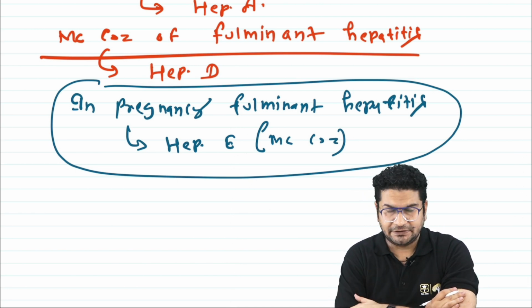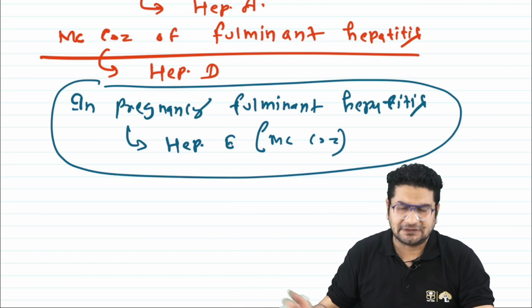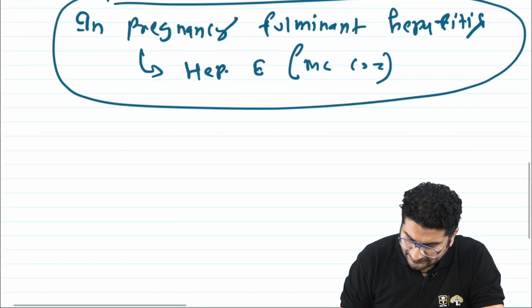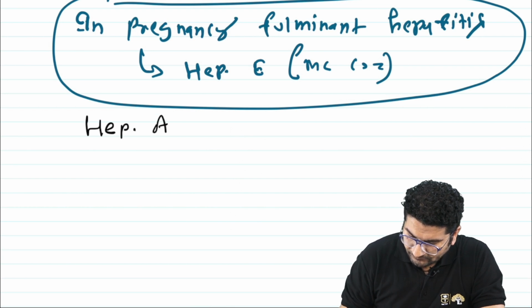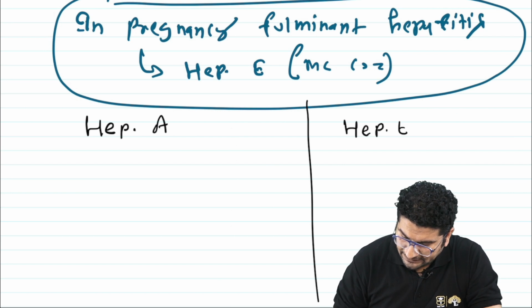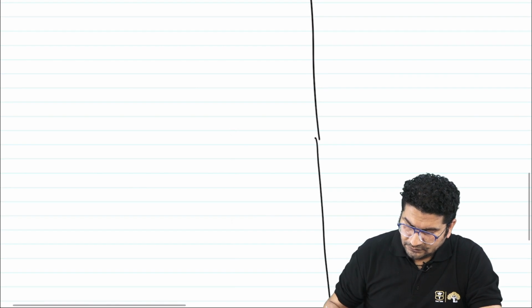Now we have two main types of acute hepatitis, A and E, so that we'll discuss here. Hepatitis B, C, D management we'll discuss in a separate video. So here I am dealing with two main hepatitis. One is hepatitis A, second is hepatitis E. First try to understand this.